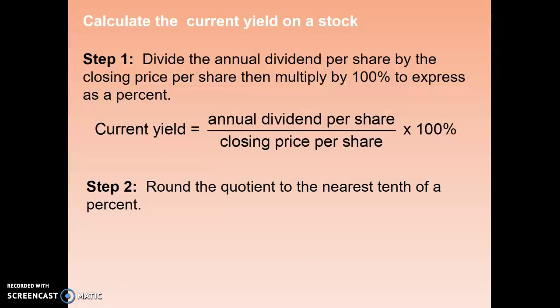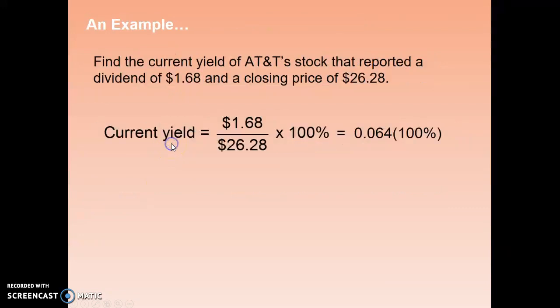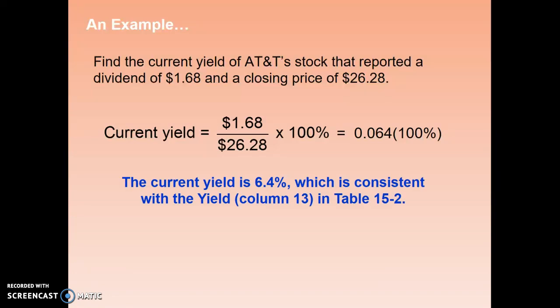So to calculate the yield on a stock, we're going to divide the annual dividend per share by the closing price per share, times it by 100% in order to express it as a percent, and then round to the tenths place. So let's find the current year yield of AT&T stock that reported a dividend of $1.68 and a closing price of $26.28. So take the reported dividend, divide it by your closing price, times by 100%. To get the current yield is 6.4%, which is consistent with the yield from the table.